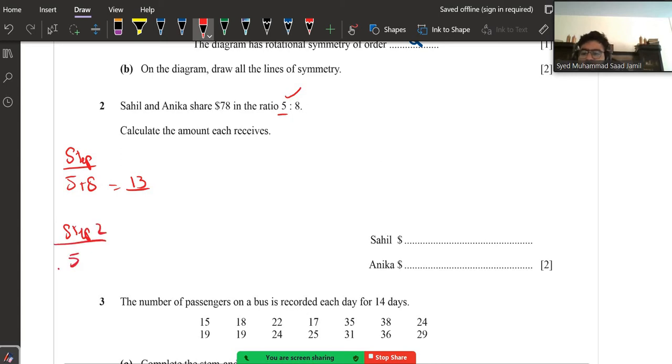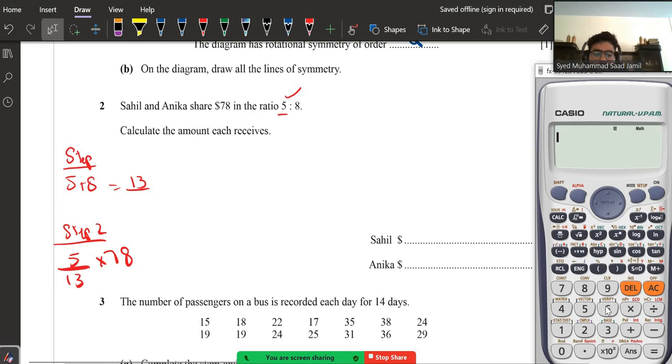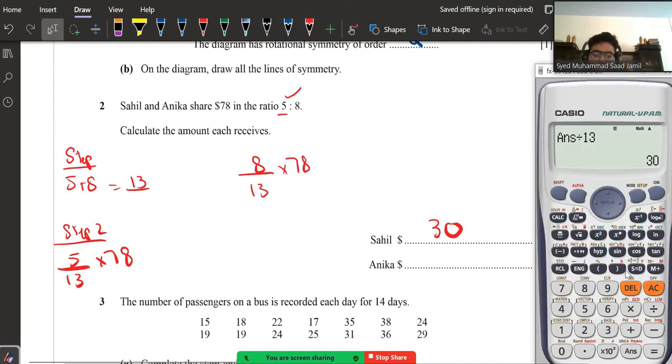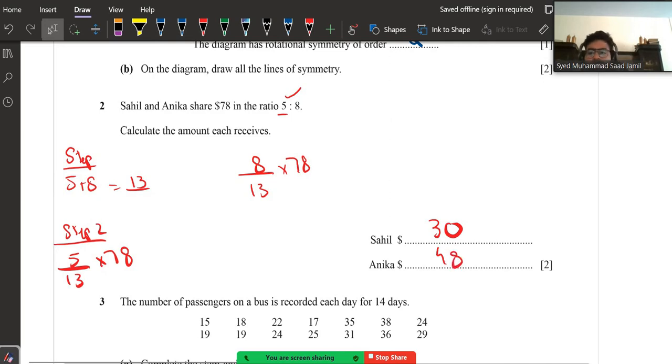Step 2. Sahil is getting 5 out of 13. And what's the total amount? It's 78. So simply what you will do? 5 multiplied by 78 divided by 13. So Sahil basically gets $30. As for Anika, just do 8 upon 13 multiplied by 78. This turns out to be 8 multiplied by 78 divided by 13, 48. 1 second, sir. Can I cross check it?